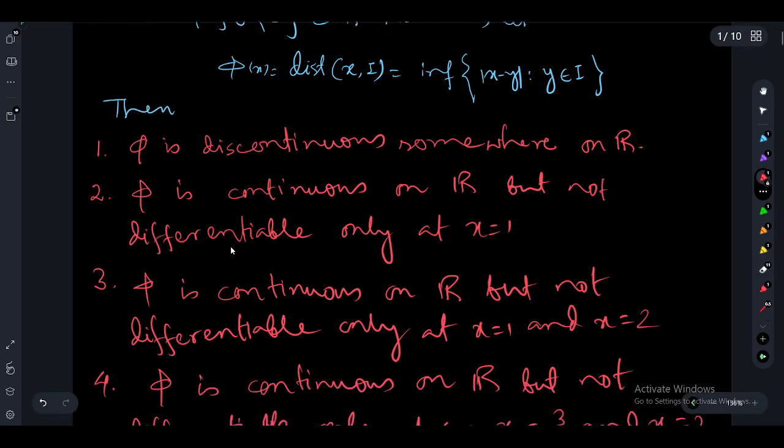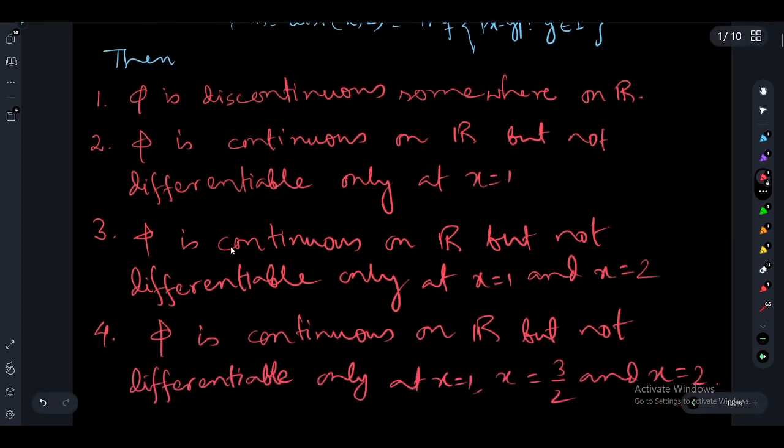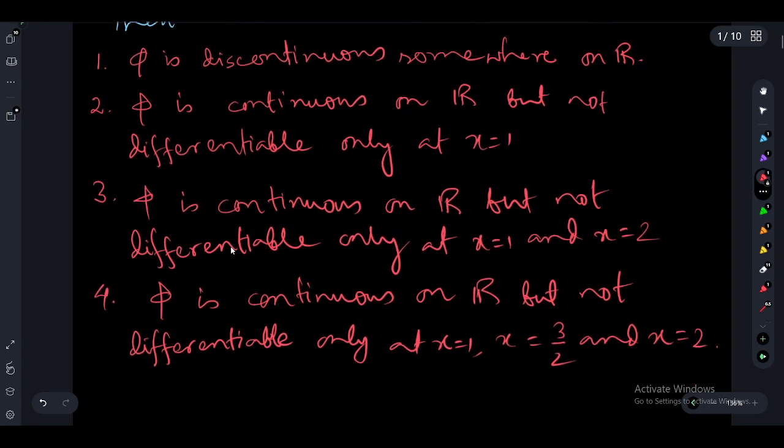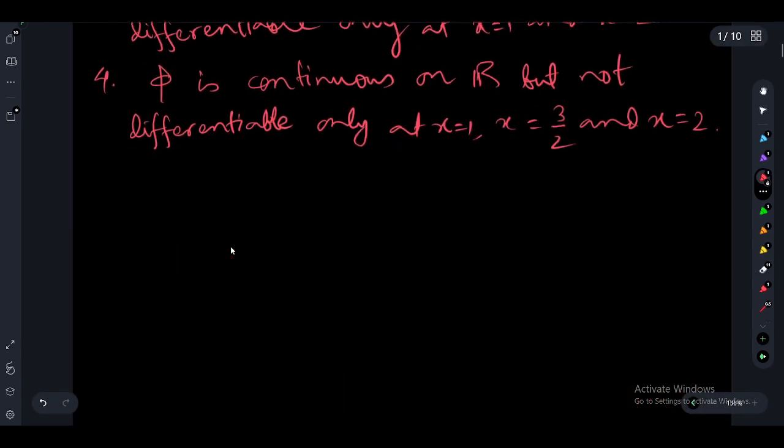The first option is phi is discontinuous somewhere on R. The second option is phi is continuous on R but not differentiable only at x equals 1. The third option is phi is continuous on R but not differentiable only at x equals 1 and x equals 2. And the fourth option is phi is continuous on R but not differentiable only at x equals 1, x equals 3/2 and x equals 2. So let's try to solve this problem.